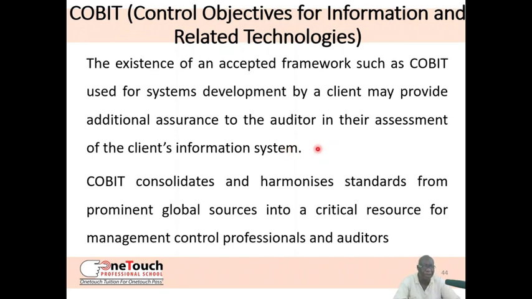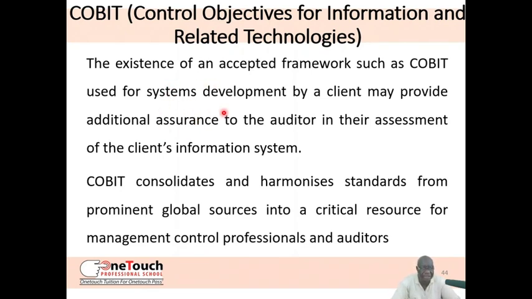What it means is that if you are auditing Vodafone Ghana and they are complying with COBIT, it is an assurance to you. COBIT is a system that almost all information organizations should follow. So once they are complying with COBIT, you are assured that the company is doing the right thing.